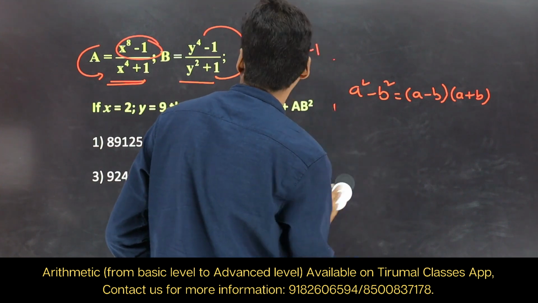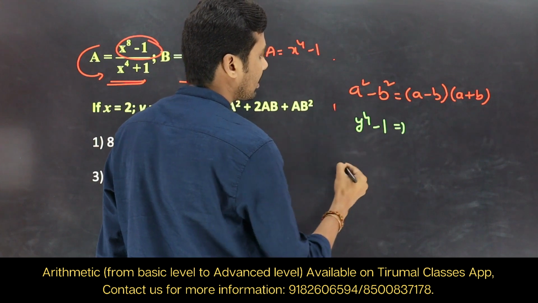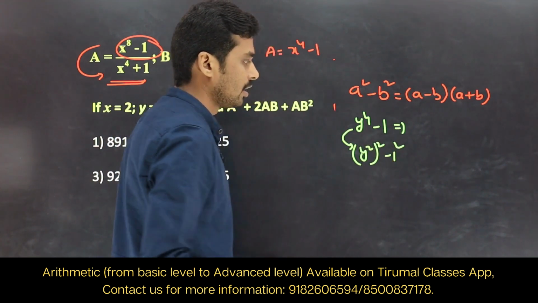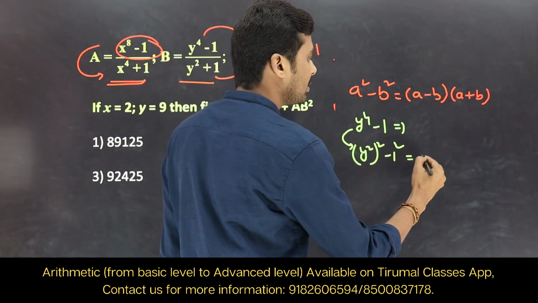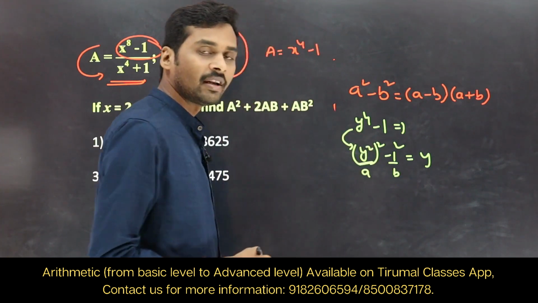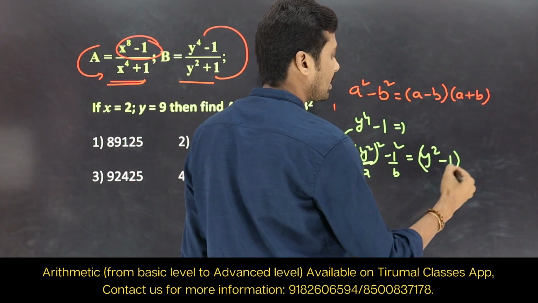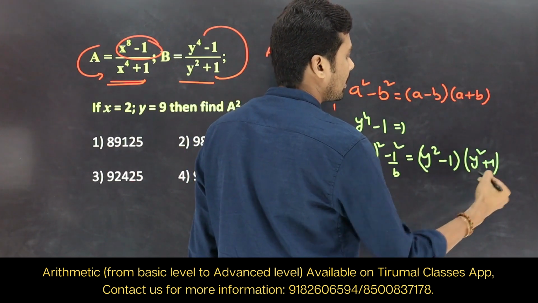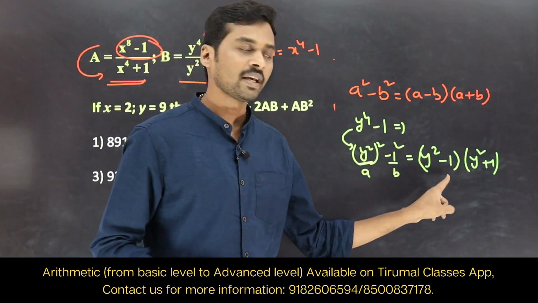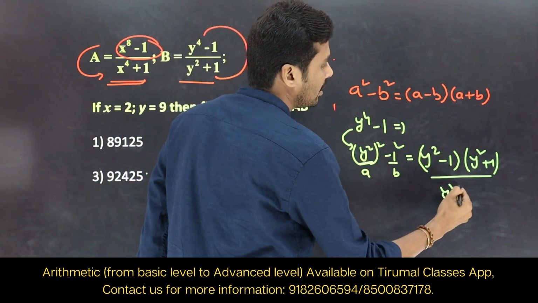This is a simple fundamental thing, right? Y power 4 minus 1 means that we can write it as y square whole square minus 1 square, so a square minus b square. Here y square is a and b value is 1. So we can write it as y square minus 1 into y square plus 1. So b value is equal to y power 4 minus 1, which can be written in the form of y square minus 1 into y square plus 1, divided by y square plus 1.